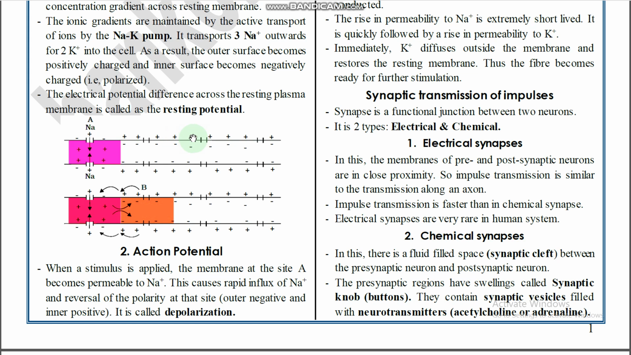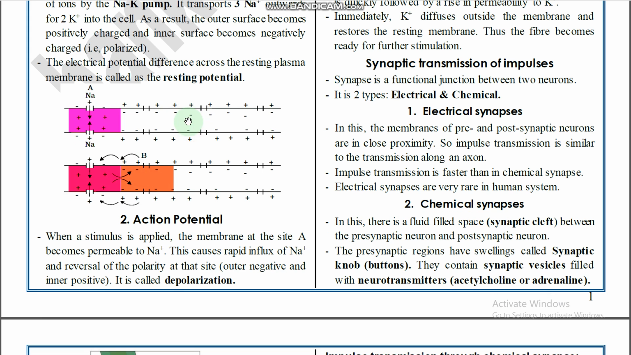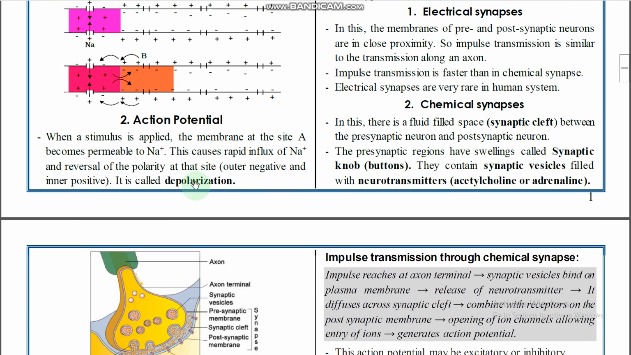Polarization is formed because of the sodium-potassium pump and negatively charged proteins, with more potassium flowing inside and more sodium going outside, from the axoplasm to the outer side. Okay, next one is action potential. Till now we discussed the resting membrane potential, and the next one is action potential.